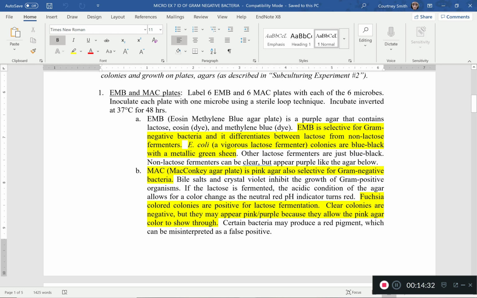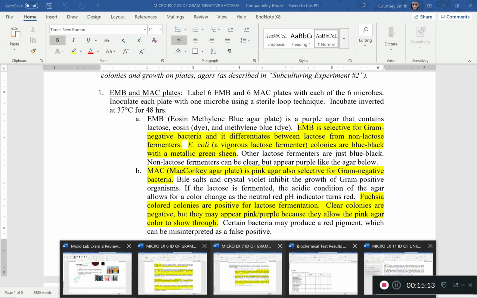So with Mac plates, if lactose is being fermented, there is an acidic condition on the plate, and then with lactose being fermented, there's a color change also within the plate, and it turns very red, and the colonies will become positive. So they will become like this fuchsia looking color, pinky red. It's kind of an ugly color in my opinion. It kind of looks like bloody snot. So if these colonies turn red, then they are positive for lactose fermentation.